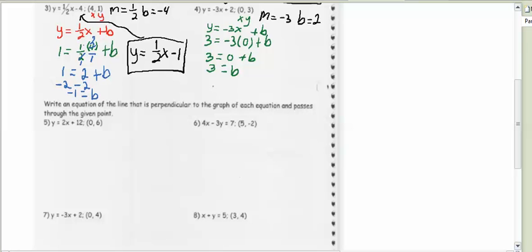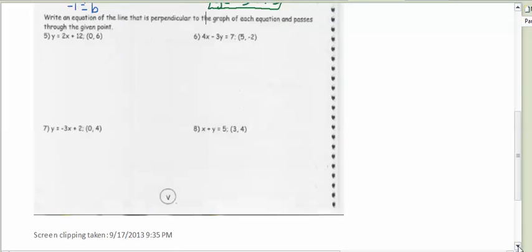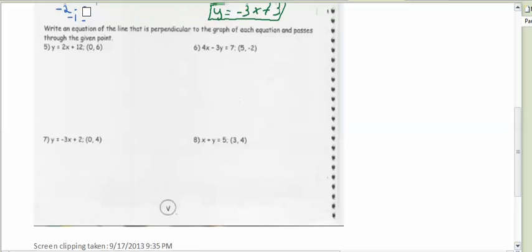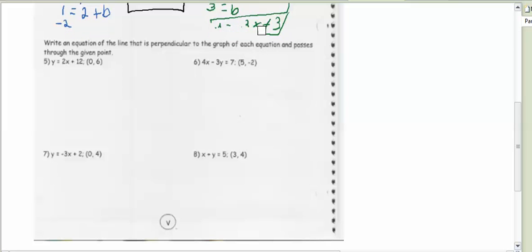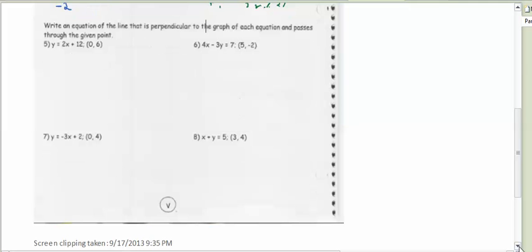I use the same slope. Y is equal to -3x plus 3. This line is parallel to this line. Okay, now let's move down, and now we're going to be dealing with the same process, except now we have perpendicular lines. I'm going to erase a little bit of work up here so I don't get confused.